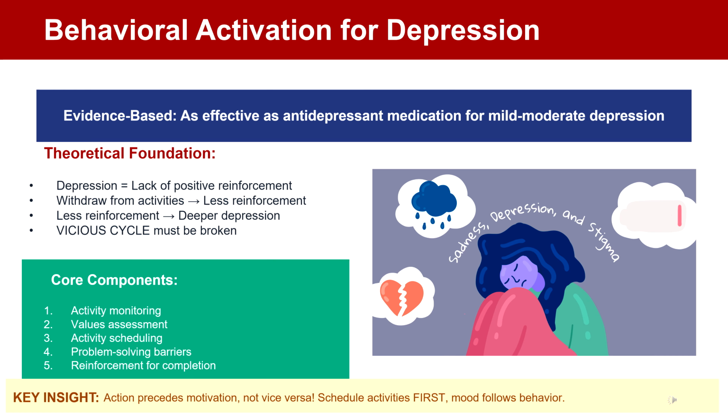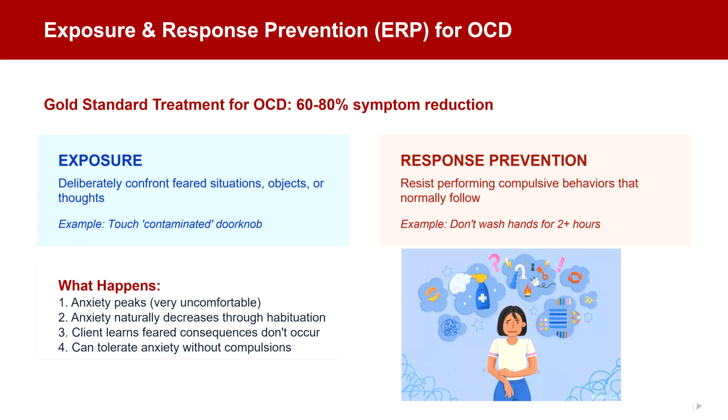Exposure and response prevention for obsessive compulsive disorder is another gold standard treatment with 60 to 80% symptom reduction rates. The components are straightforward but challenging. Exposure means deliberately confronting feared situations or thoughts. Response prevention means resisting the compulsive behaviors that normally follow. For someone with contamination fears, exposure might be touching a doorknob they believe is contaminated. Response prevention means not washing their hands for at least 2 hours afterward.